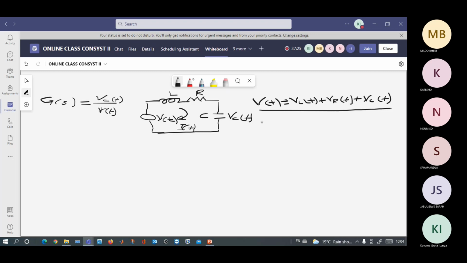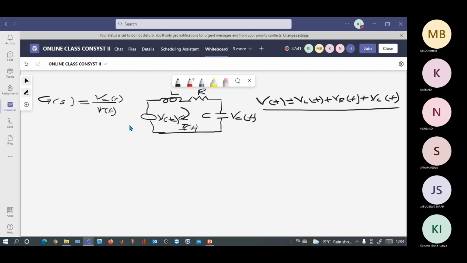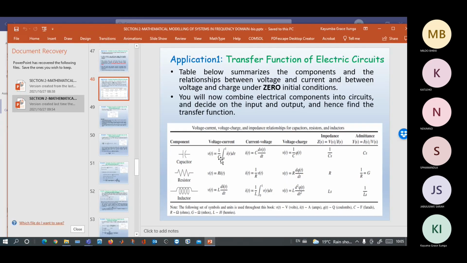So this is what we can write as a Kirchhoff law for this circuit here. Now we can try to determine the voltage of each different component. Let's go back to see the relationship between the current and the voltage of these components. For the capacitor, we know that the voltage is going to be what?